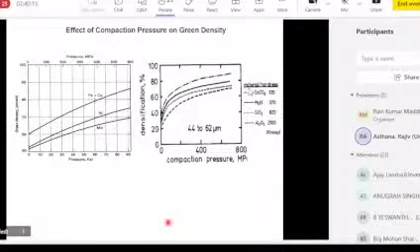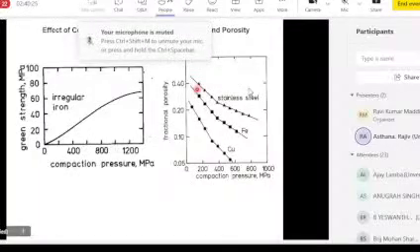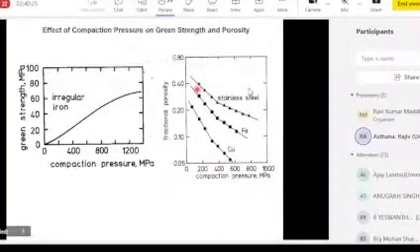Porosity will show opposite to density. As pressure increases, the porosity content decreases at high pressure. And again, softer materials like copper will have less porosity at a given pressure as compared to harder powders.